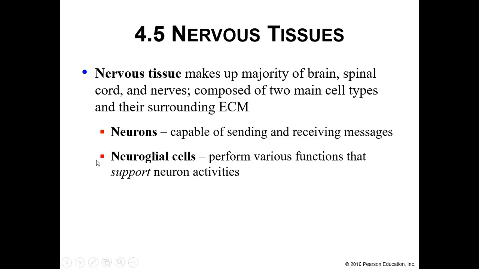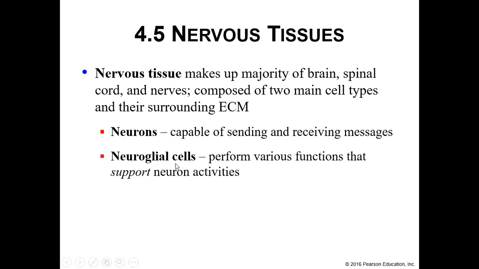The two cell types are neurons and neuroglial cells. The neurons are the main type of nervous system cells, and they receive and send signals in the form of what's called an action potential, and we'll see that a little later in the semester. So the neurons are the basic type of cell you'll find in nerve tissue. And then you have some other helping cells called neuroglial cells, and there are several examples of these glial cells that we'll look at.